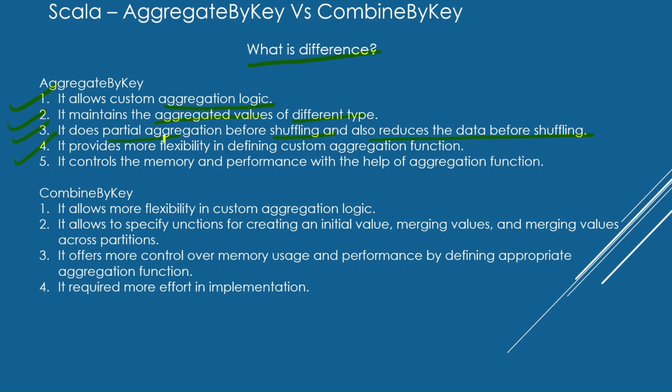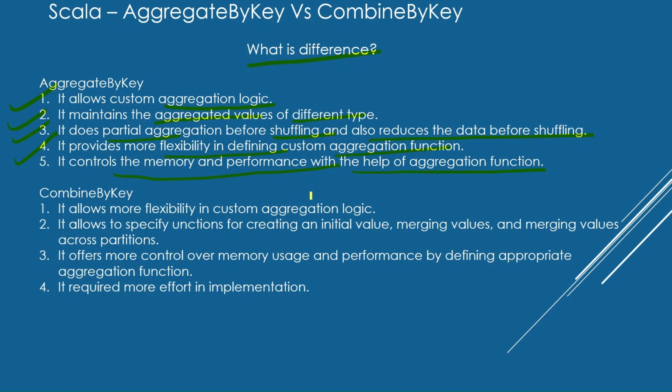It provides more flexibility in defining the custom aggregation function. So if we want to do a custom aggregation, then we can write custom logic, right? This is one of the major advantages of using aggregate by key. It controls memory and performance with the help of an aggregation function.